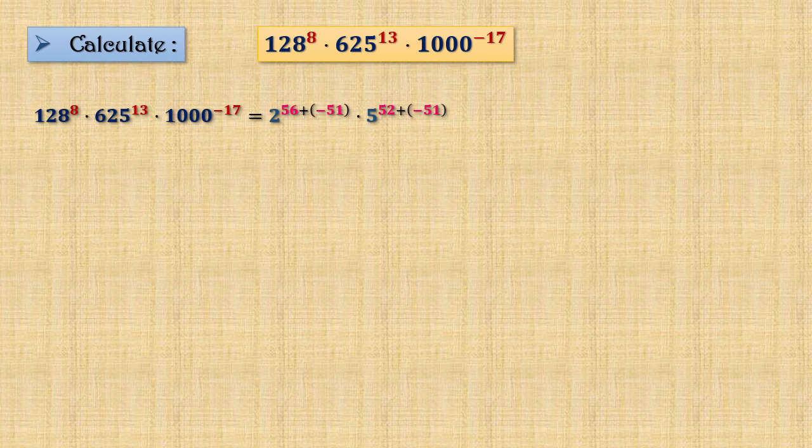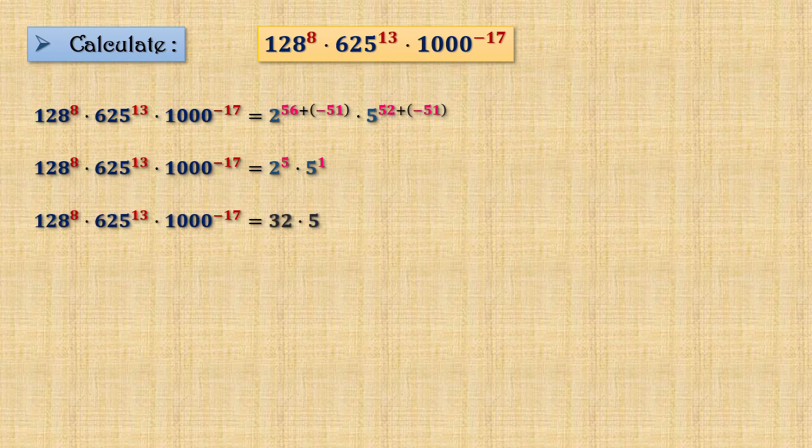Simplifying the exponents gives 2 to the power of 5 times 5 to the power of 1. Finally, that equals 32 times 5, which gives 160. So, the final result of the expression 128 to the power of 8 times 625 to the power of 13 times 1000 to the power of negative 17 is 160. And there you have it. A long and complex looking expression reduced to just 160.